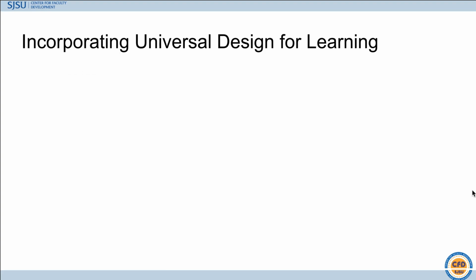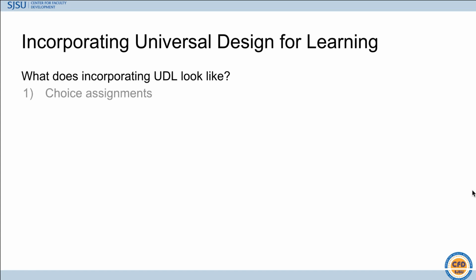When incorporating universal design for learning, you might be asking, what does that look like? So it looks like choice in assignments, providing students choice to how they complete a particular assignment or even the type of assignment they complete to meet the learning goals. Variety of materials, using a host and a range and a diverse set of materials for students to be supported with the content.